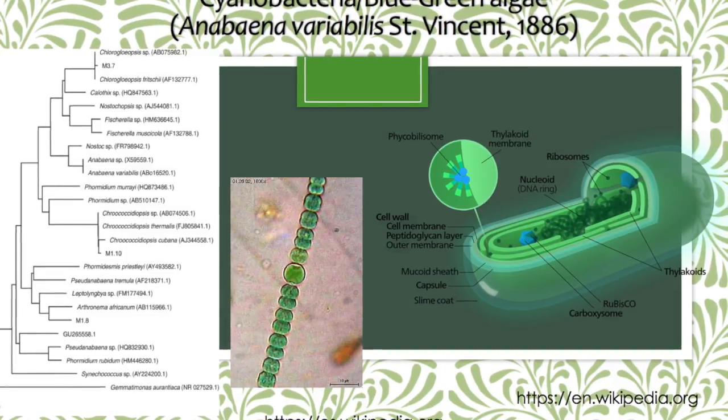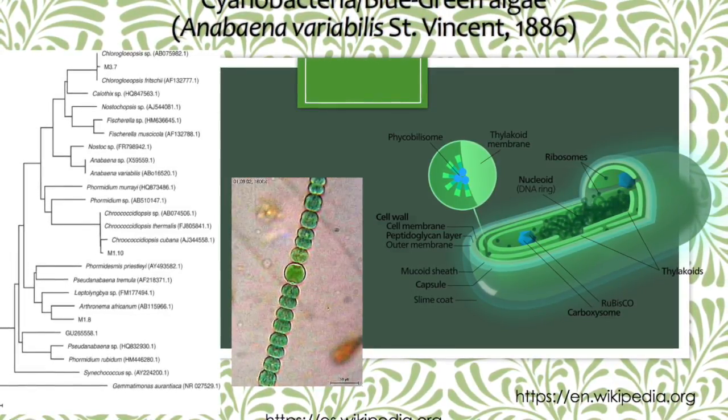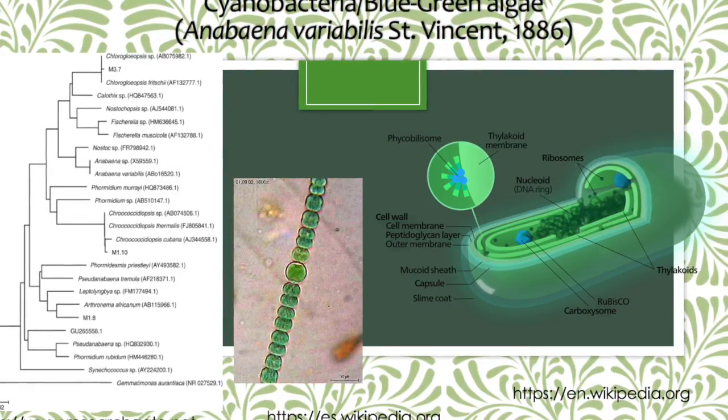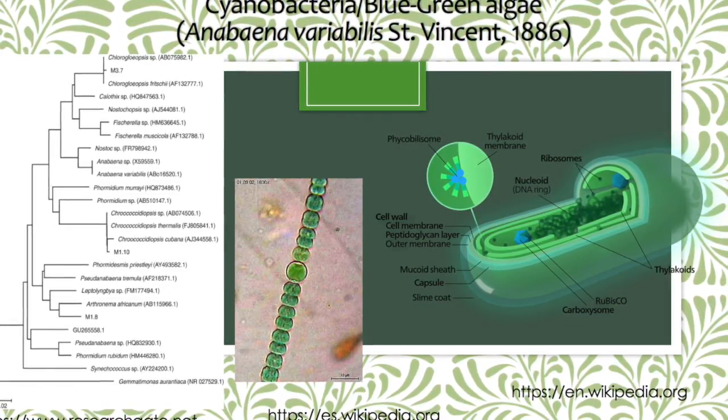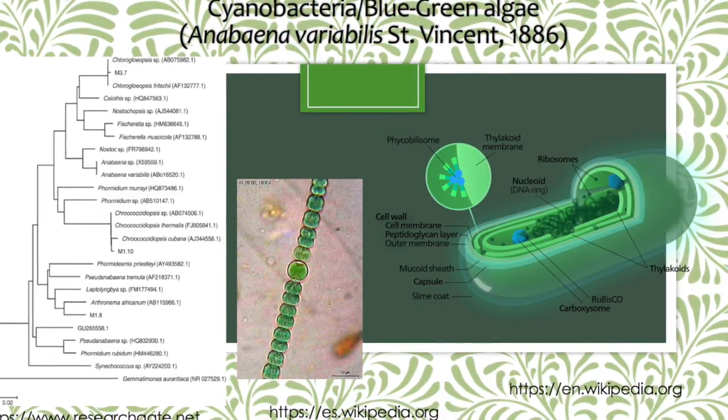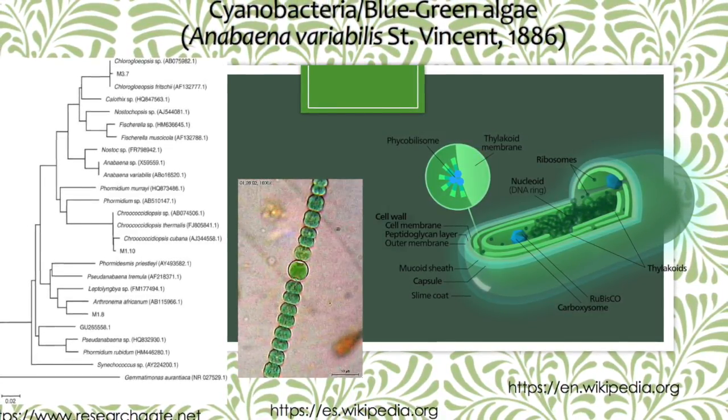Now, some history involved with cyanobacteria was that it was discovered by St. Vincent in 1886. Its scientific name, the word Anabaena in Latin, refers to going up, shooting up, which is relevant to where cyanobacteria can be prominently found, which is in the surfaces of water.